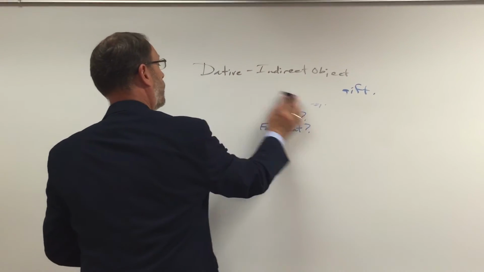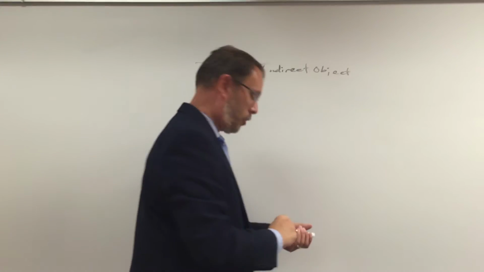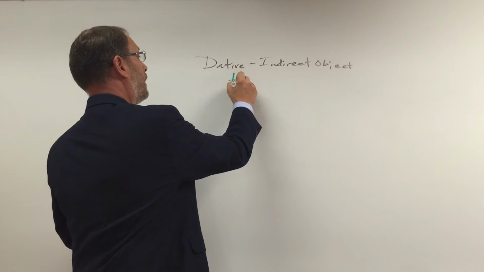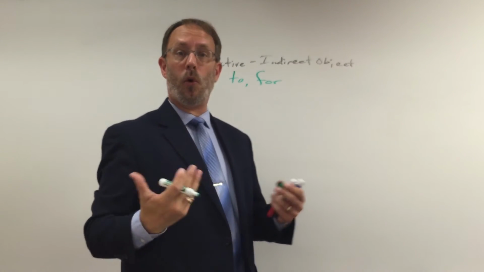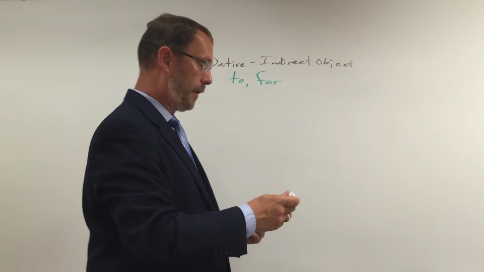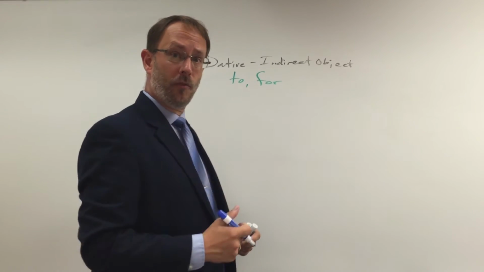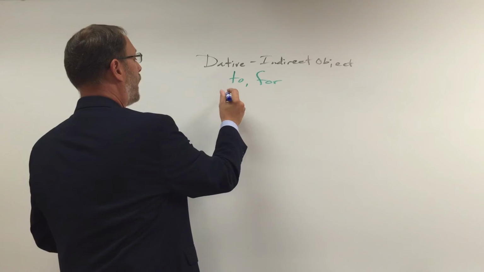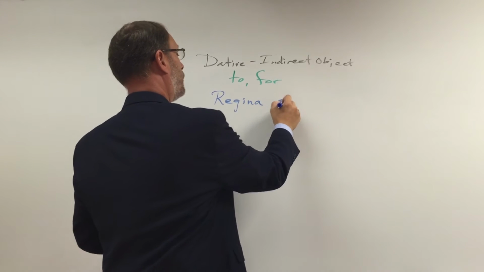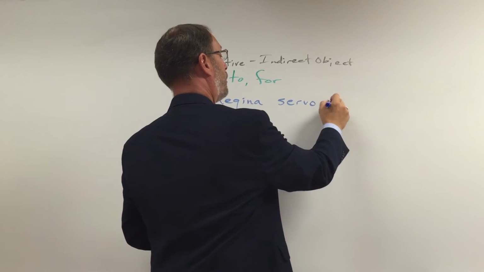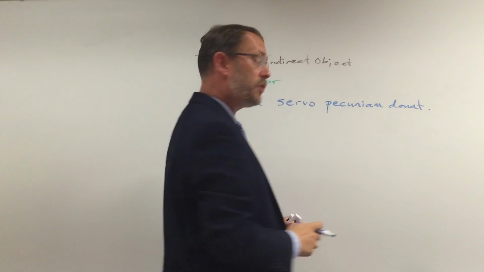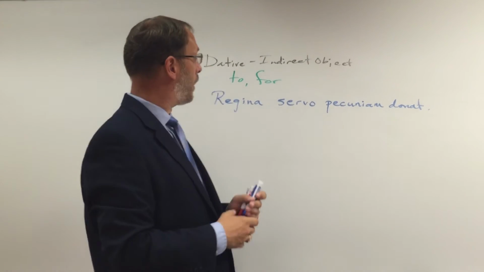All right. So let's go back and talk about that with a quick example. The way we translate the dative case in English, we'll use the words to or for. Just like in the test questions there, we'll use the words to or for. So here's an example sentence, and we'll use some of the new vocabulary there from page 61. Maybe we have something like this. Regina servo pecuniam donat.